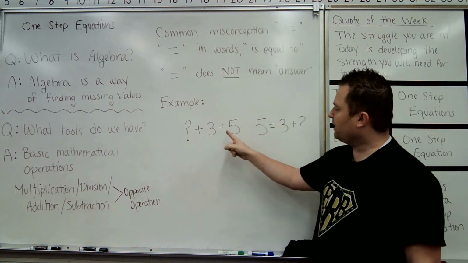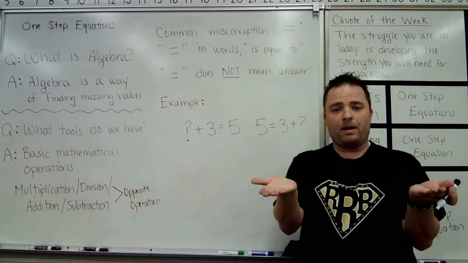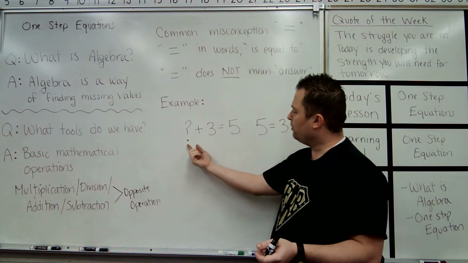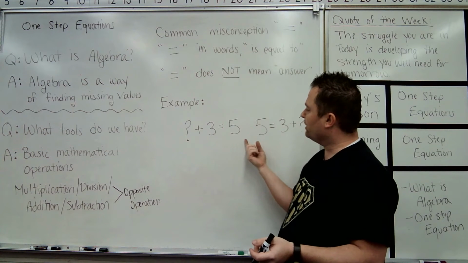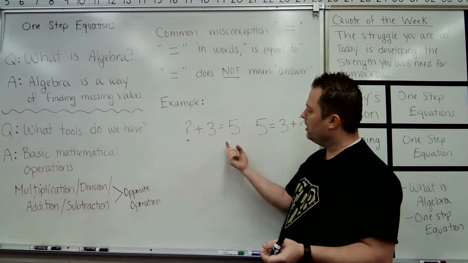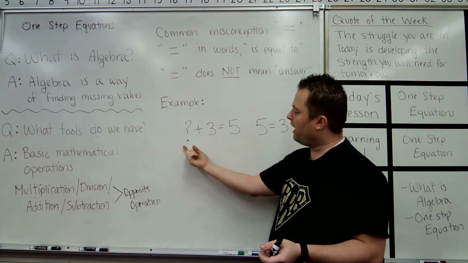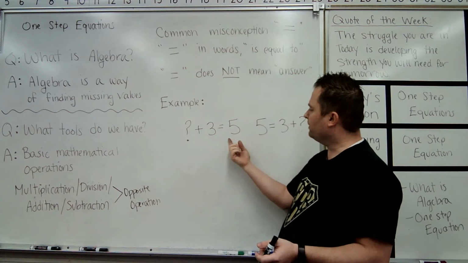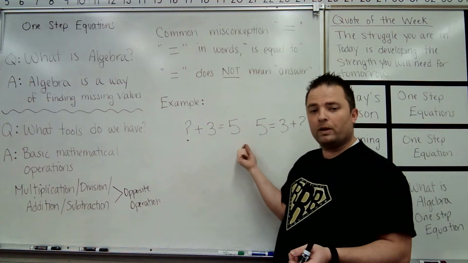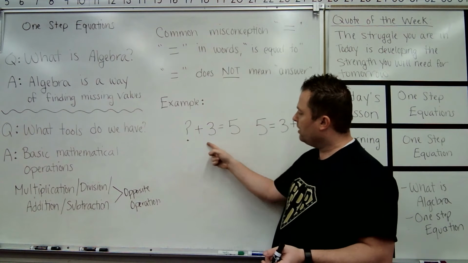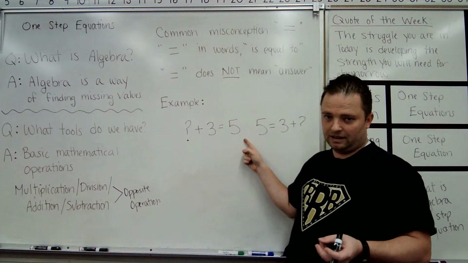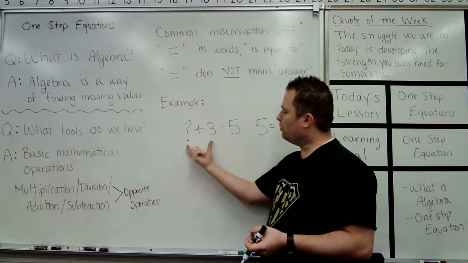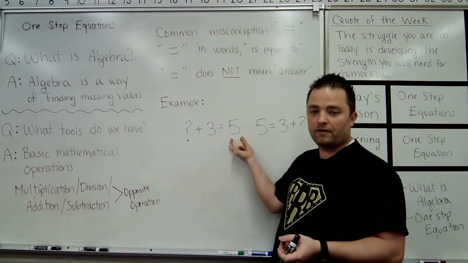What this equal sign means is that both sides are balanced. Whatever's on the left-hand side of the equation is equal to whatever is on the right-hand side of the equation. On the left-hand side, we have what's called an expression, a statement. On the right-hand side, we have a number. What this mathematical equation, because it has an equal sign in it, is saying is that this expression is equal in value to the number 5.